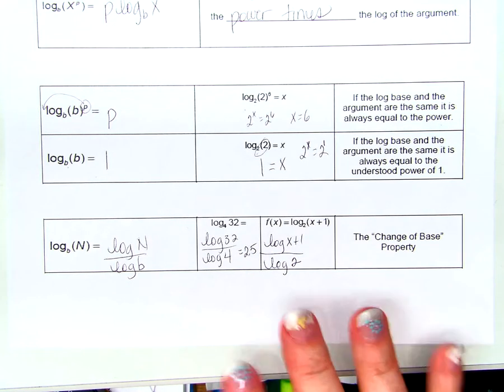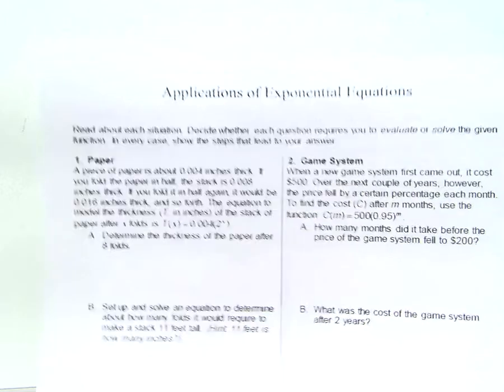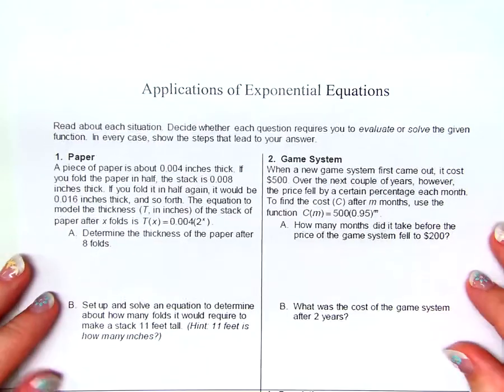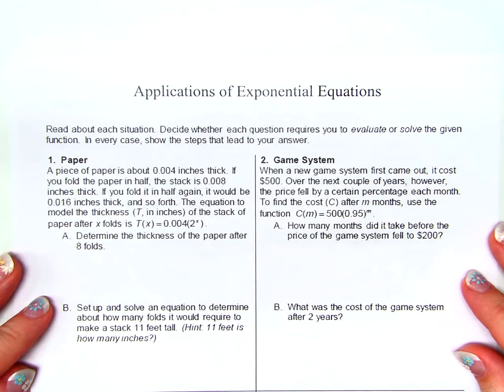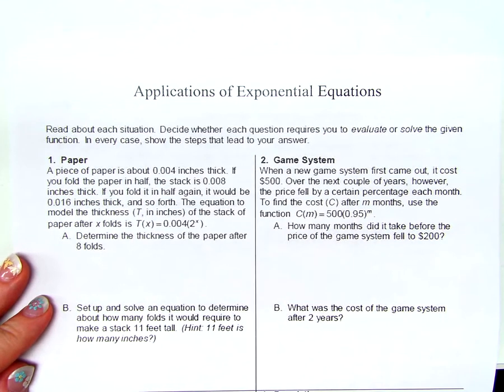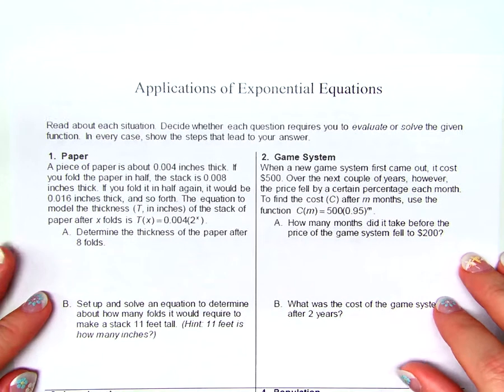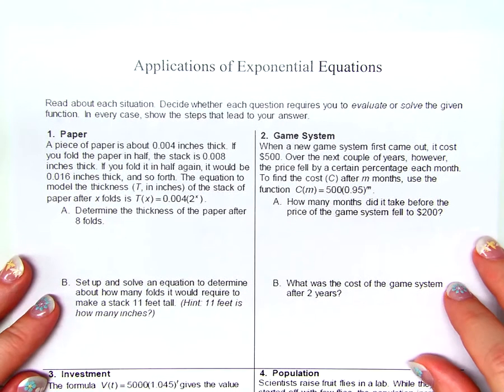Fair enough? Okay. Let's look at the other paper that you got. We're going to start with some applications of exponential equations. Read about each situation. Decide whether each question requires you to evaluate or solve the given function. In every case, show the steps that lead to your answer. All right? I'm going to do some of these for you, and you're going to do the rest. Fair enough? Of course it is. Okay, so let's look at number 1. A piece of paper is about 0.004 inches thick. Geez, this sounds fairly familiar.